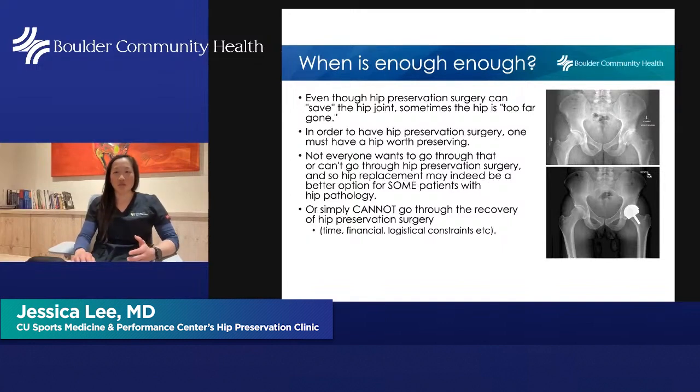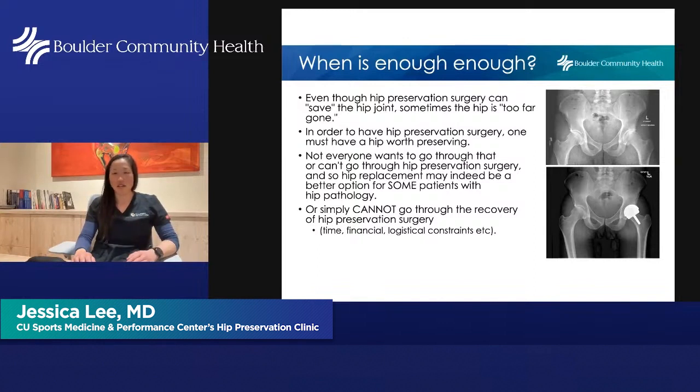So this is someone who did well with a kind of hip replacement type surgery, which is called a resurfacing arthroplasty. So even though the activities matched hip preservation, the joint unfortunately did not match. So this person did not get a hip preservation surgery and would not have done well with a hip preservation surgery.